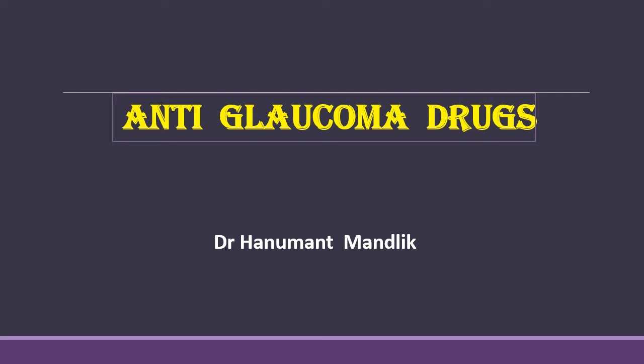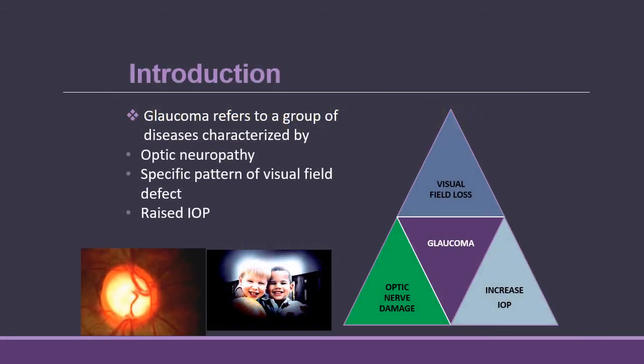Hello everyone. Today's topic of tutorial is anti-glaucoma drugs. Before going to the drugs, we should revise the definition and aqueous dynamics of glaucoma. So glaucoma refers to the group of diseases that is characterized by three components. First is optic neuropathy, second is specific pattern of visual field defect, and third is raised intraocular pressure. So these three parameters are important in glaucoma definitions.